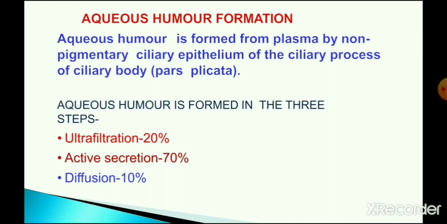Now, aqueous humor formation, how it is formed. Aqueous humor is formed from plasma by the non-pigmented ciliary epithelium of the ciliary process of the ciliary body, that is the pars plicata. Aqueous humor is formed in 3 steps: ultrafiltration, which constitutes 20%, active secretion 70% and diffusion 10%.